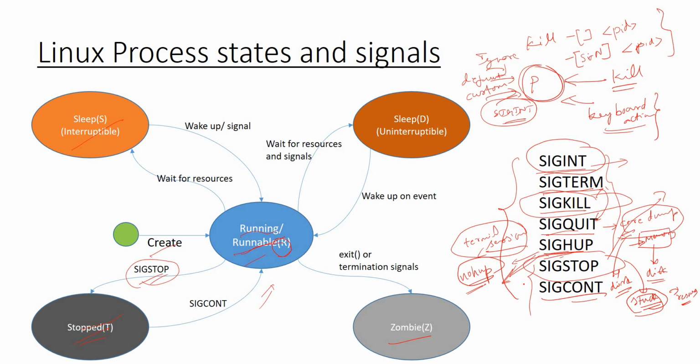So in this video, we have seen the different states of a process. We have also seen the important signals, and we have seen how to control the processes by using these signals.